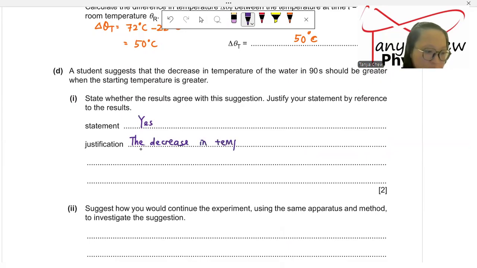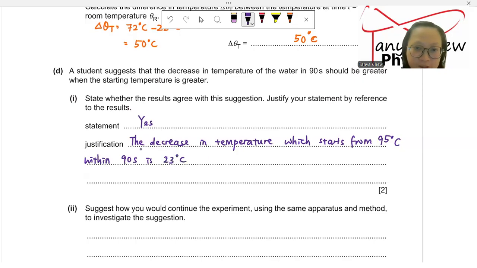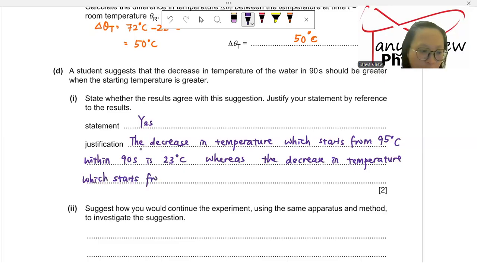in temperature, which starts from 95 degrees Celsius, within 90 seconds is 23 degrees Celsius, whereas the decrease in temperature, which starts from 72 degrees Celsius within 90 seconds is 7 degrees Celsius, which is true.